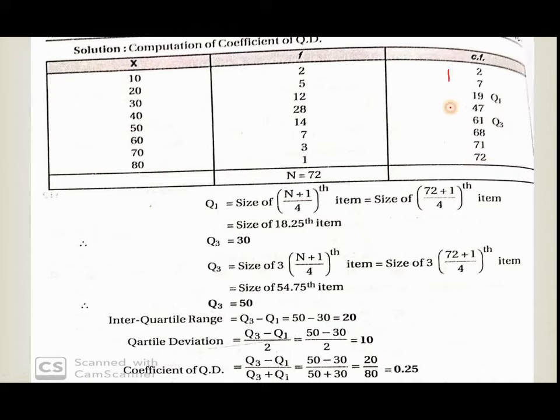So we will total this. This is the cumulative frequency, and the total of the frequency is equal to n. Now if I work on Q1, what is the formula for Q1? (N plus 1) by 4. So n is 72, plus 1, divided by 4. We get 18.25. So find 18.25 in the cumulative frequency. What is the next value? 19. The corresponding x is 30. So we got the size of the 18.25th item.